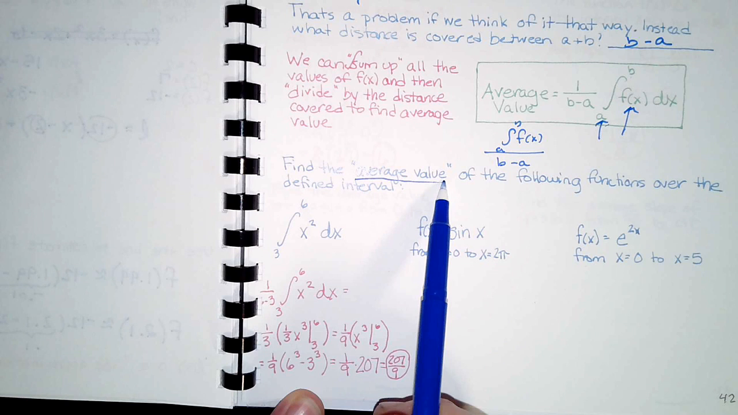If we want the average value of this function right here, it's going to be the integral of e to the 2x dx from 0 to 5, and the number out front is just 1/5. It's going to be whatever the value is of that piece right there.